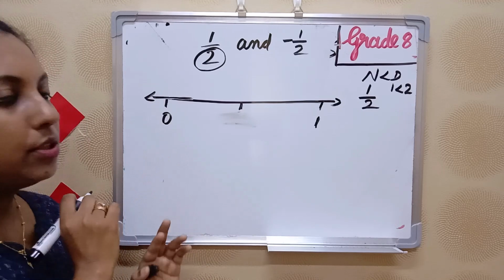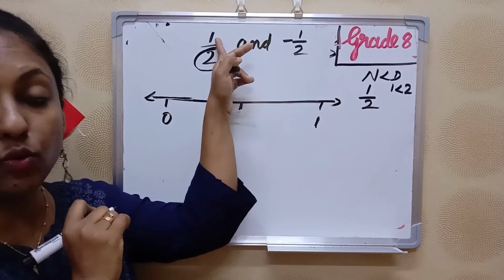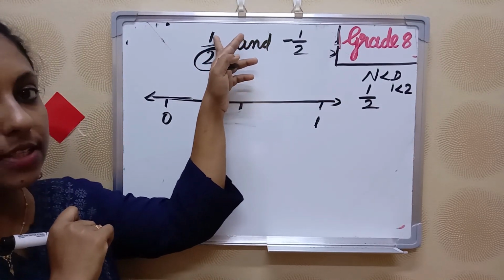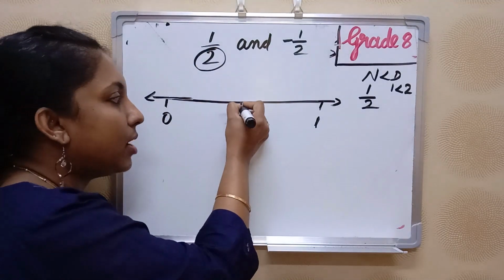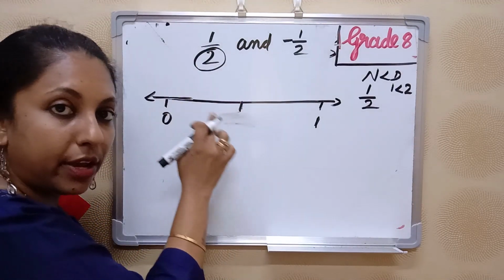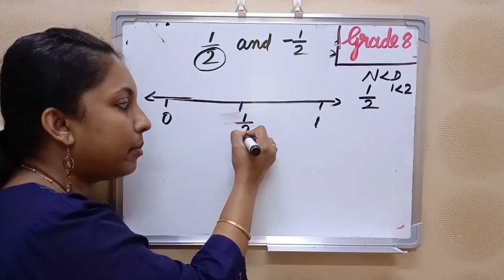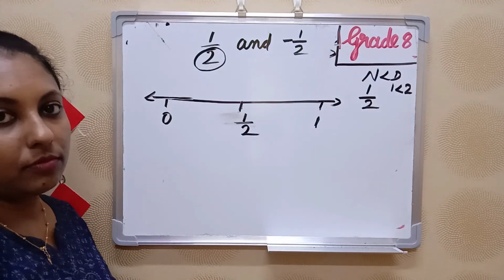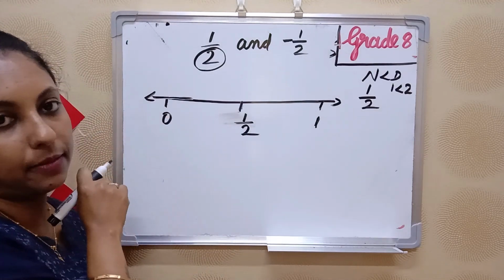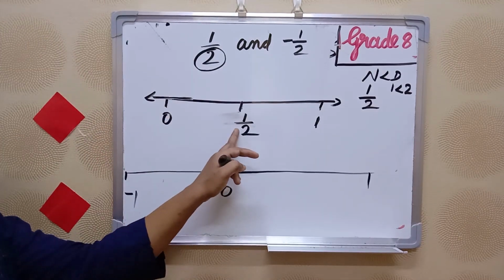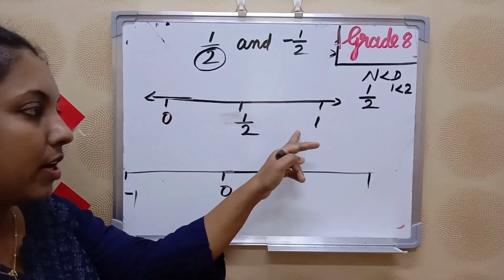Then after that, you should check the numerator. Here the numerator is 1. So the first marking away from 0, the first marking here, is 1 by 2. 1 by 2 is here, in between 0 and 1.